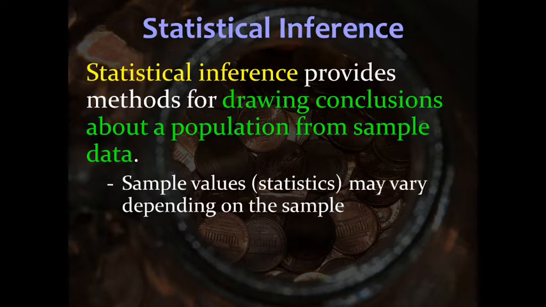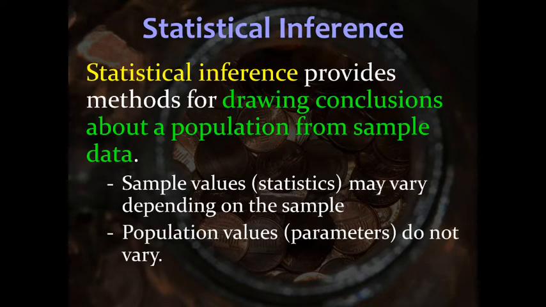Now, sample values, or statistics, will vary depending on the sample. That's the idea of sampling variability. Every time you take a sample from a population, you're going to get a different composition of subjects, so your numbers will be a little different. However, the population values, or the parameters, will not change. They are fixed, but they are often unknown.